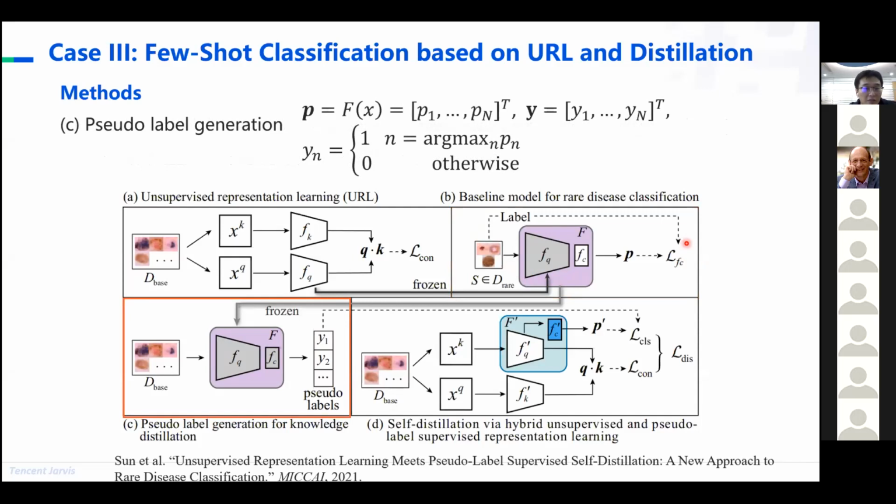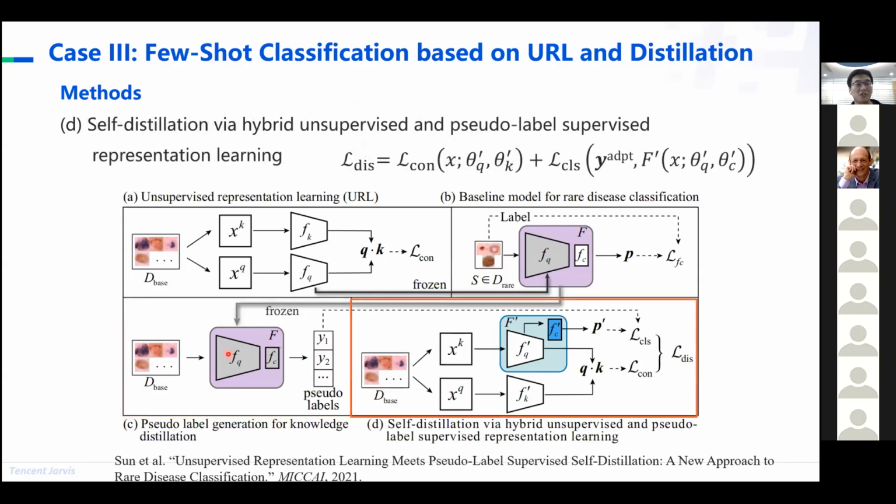Then in the third step, we freeze the baseline model entirely. Then we generate pseudo-labels for the base data set. So here, note that we are actually generating labels of rare disease for the normal disease samples. Then in the last step, we conduct the self-distillation, a hybrid of unsupervised and pseudo-label supervised representation learning.